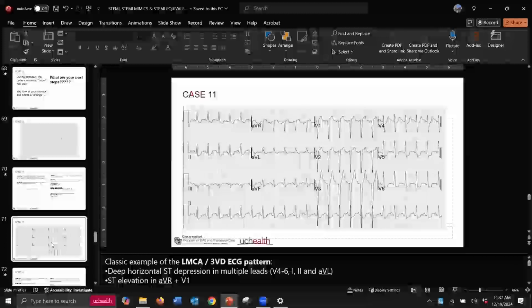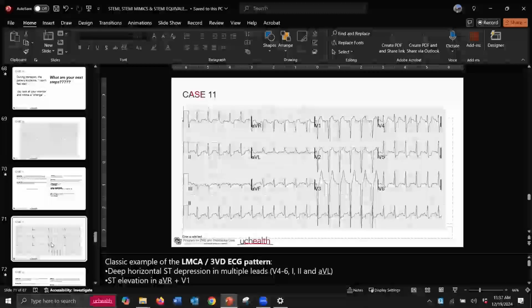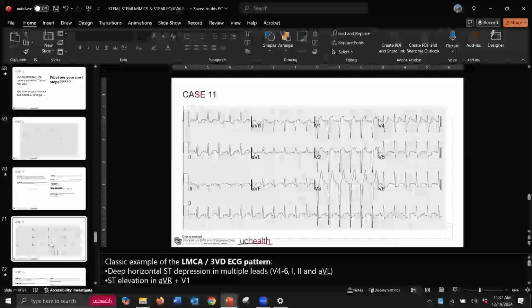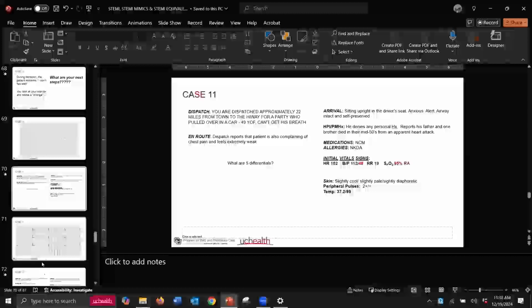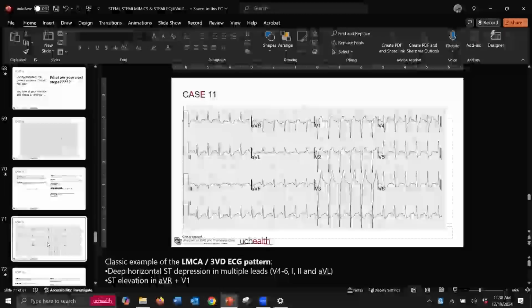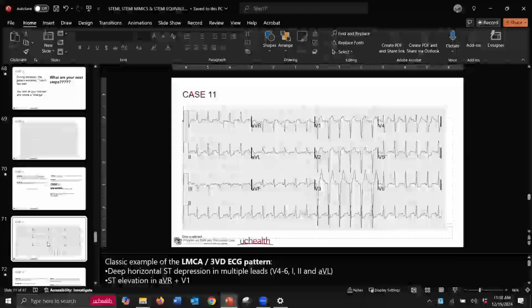It's a classic example of a left main coronary artery or 3 vessel disease. 3 vessel disease you can see more importantly in the aged, not necessarily elderly. This is a young man, wasn't it? 49-year-old. Yeah. So this is bad. Is this a PCI alert? Yeah, absolutely.